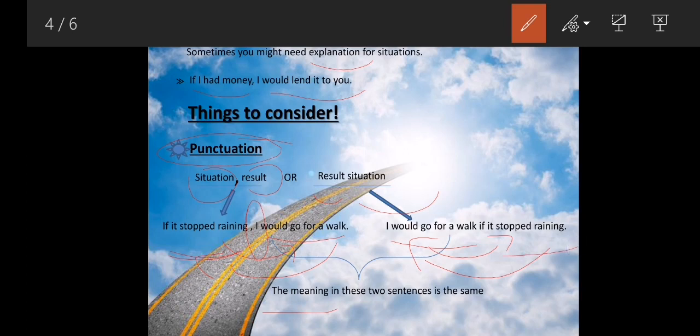Now, the meaning in these two sentences is exactly the same, but notice, when the main clause or result clause comes first, there is no comma. We don't include a comma here, but we need a comma if the if clause comes first. You should use a comma if you see the if clause at the beginning of the sentence.